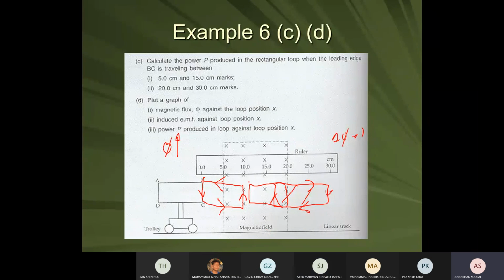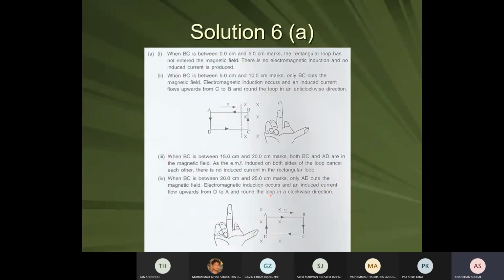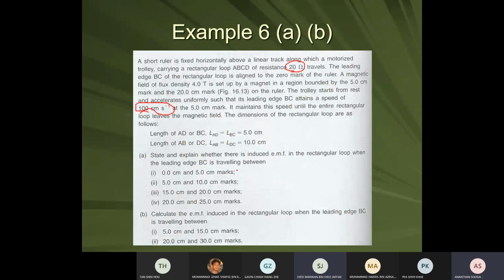So you get alternating current. At the beginning, when it enters, current will flow anti-clockwise. When it leaves, the current will flow clockwise. Kind of like the current will flow one direction, then another direction when it leaves. Okay. So this is how the prediction about the first question works.